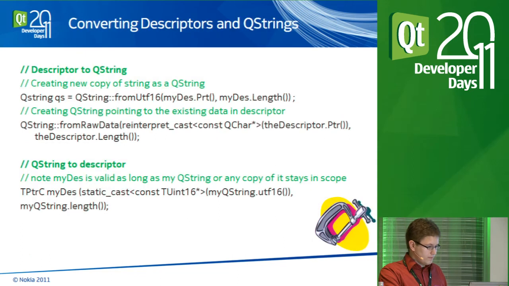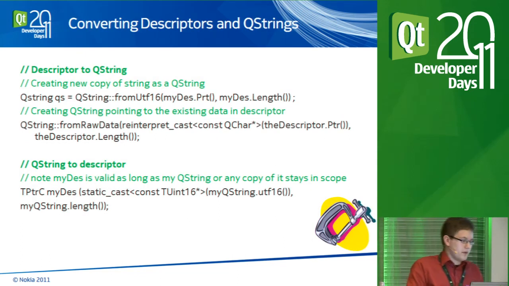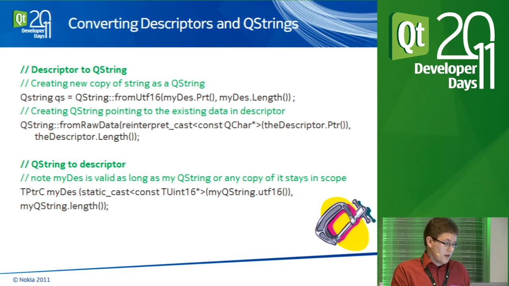All right. And then a little bit about converting the data types. For string conversions, it's pretty handy to use QString::fromUtf16. Just give the descriptor's pointer and length as parameters, and you get a new copy as a QString. Or you can create a QString that points to the existing descriptor without actually copying it by using fromRawData.